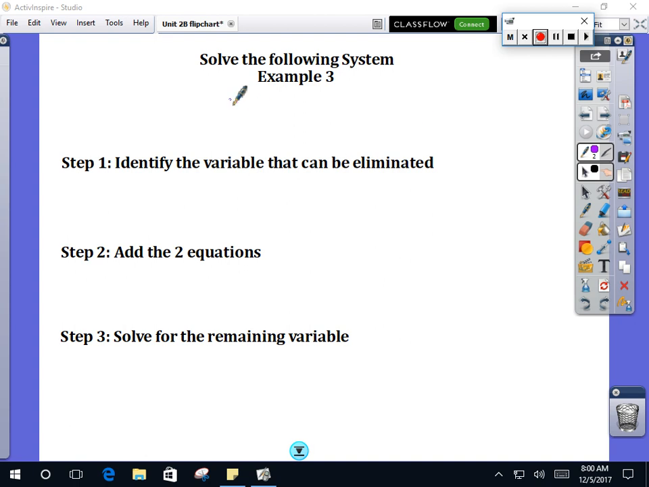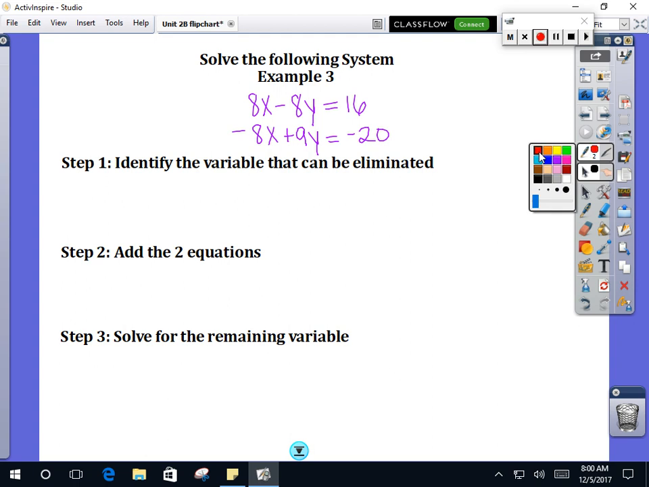Okay, the next example is 8x minus 8y equals 16, and then negative 8x plus 9y equals negative 20. Okay, so here we go. Which variable can be eliminated? Okay, it's going to be the x this time, because with the x in the top equation you have a positive 8. The x in the bottom equation has a negative 8. So now we're going to add those two equations together.